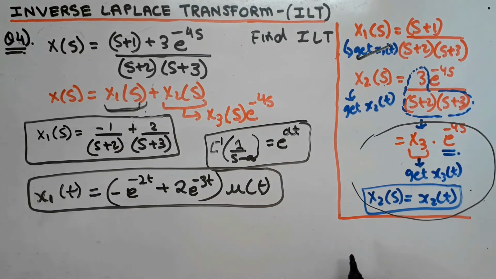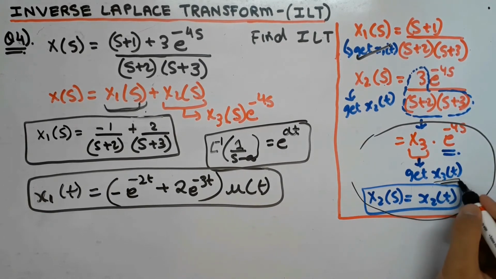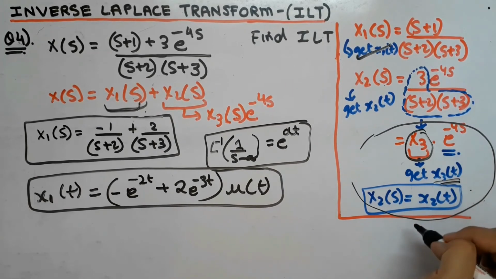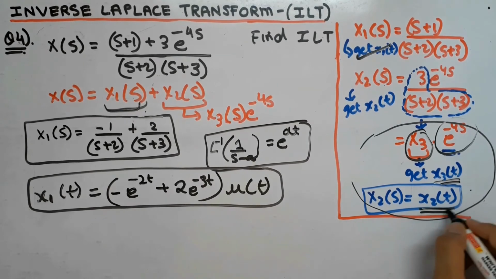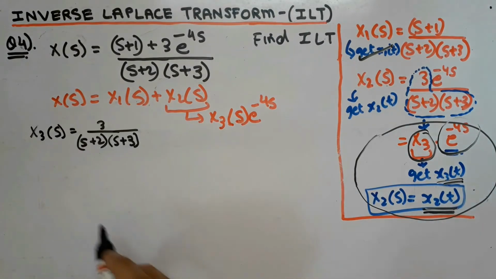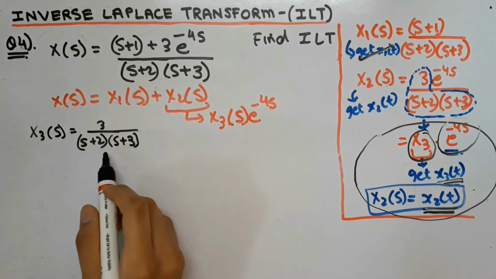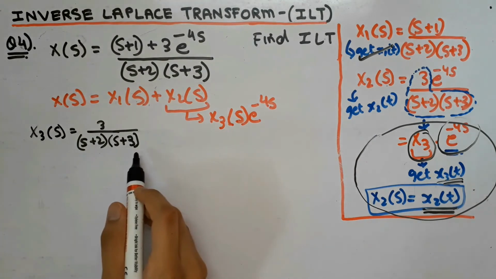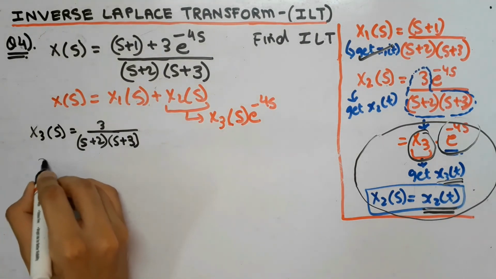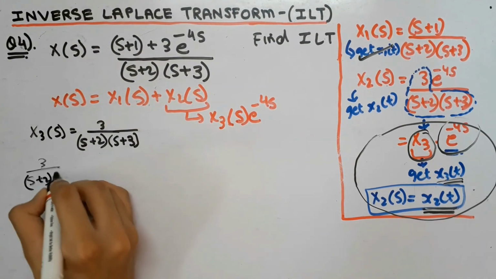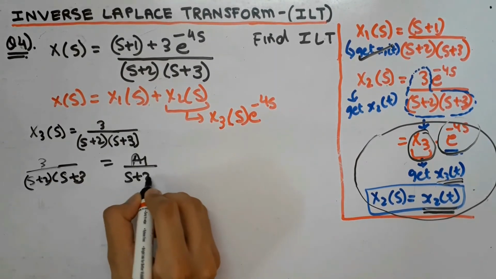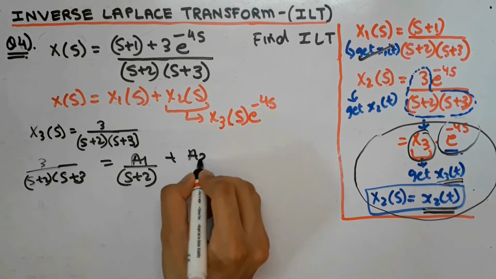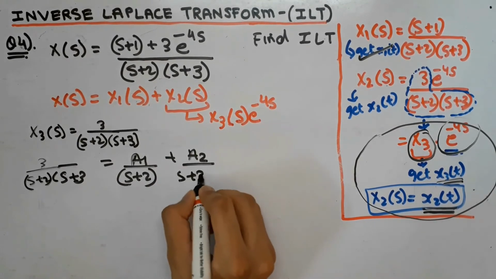That is, first of all we will find the value of x3(t) using x3(s), and then we will compensate the value of e to the power minus 4s and then get the value of x2(t). Now we know that x3(s) is equal to 3 upon (s plus 2) into (s plus 3). So now we are going to convert it into partial fractions. That is, we will write 3 upon (s plus 2)(s plus 3) is equal to a1 upon s plus 2 plus a2 upon s plus 3.